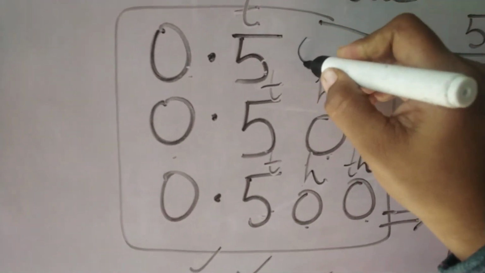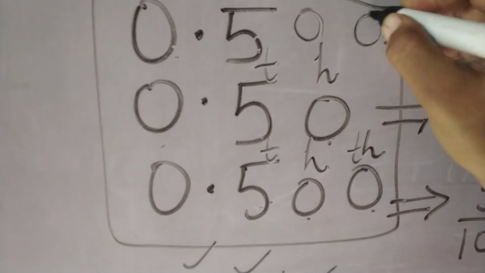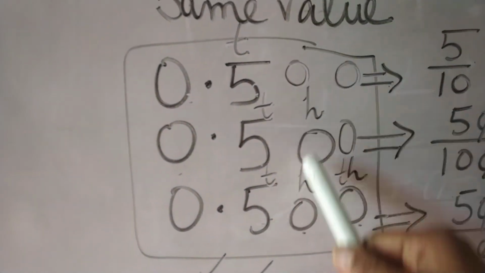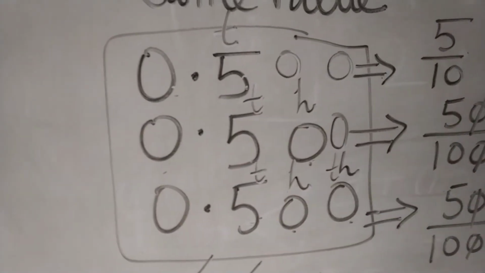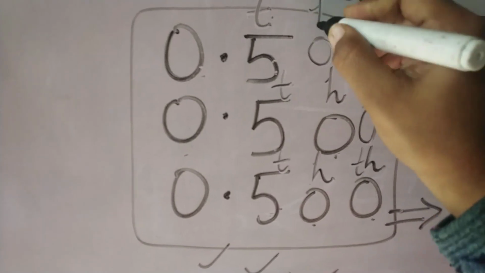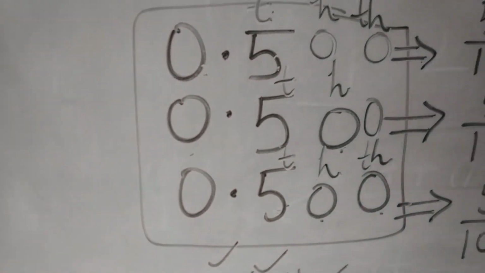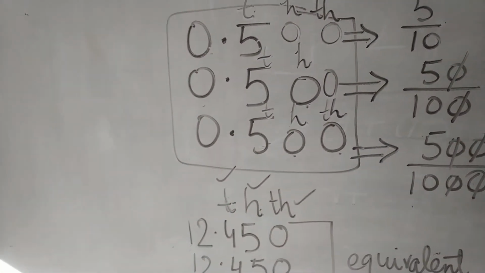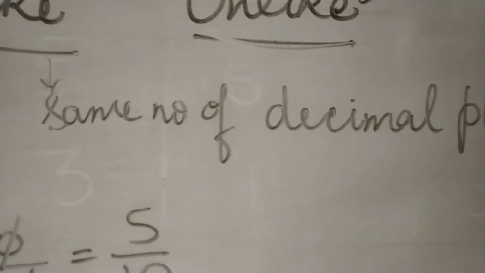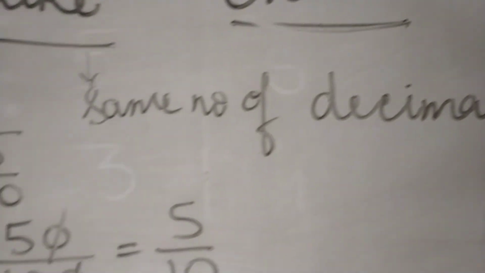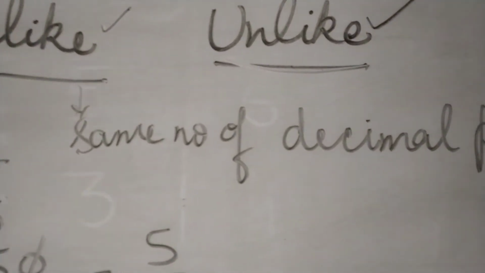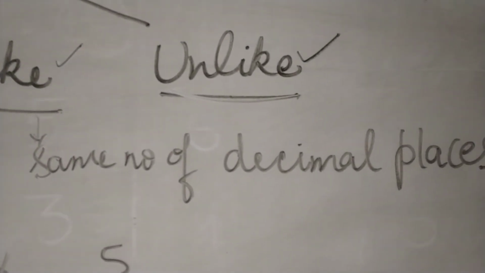If I put a 0 over here and make it equal to the last one, and I put one more 0 over here, then these three values have an equal number of decimal places, that is tens, hundreds and thousands. So now they become like fractions from unlike fractions. To understand like and unlike fractions, it is not necessary that when we are reading the digits, they will have the same value. They can have different values also.